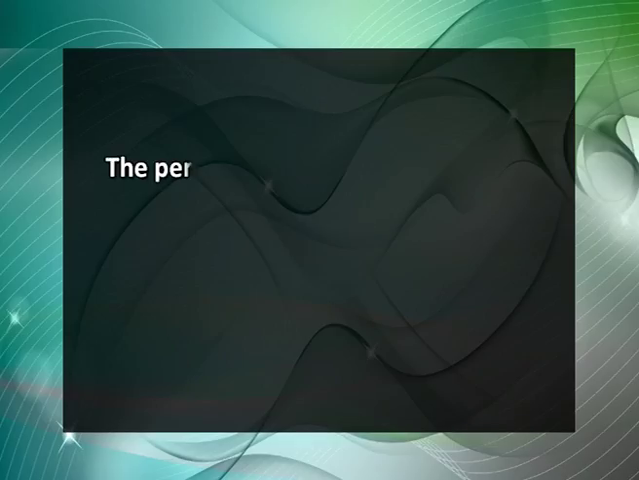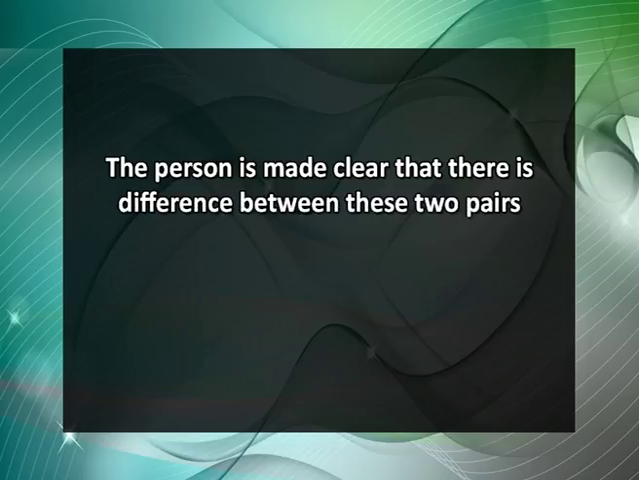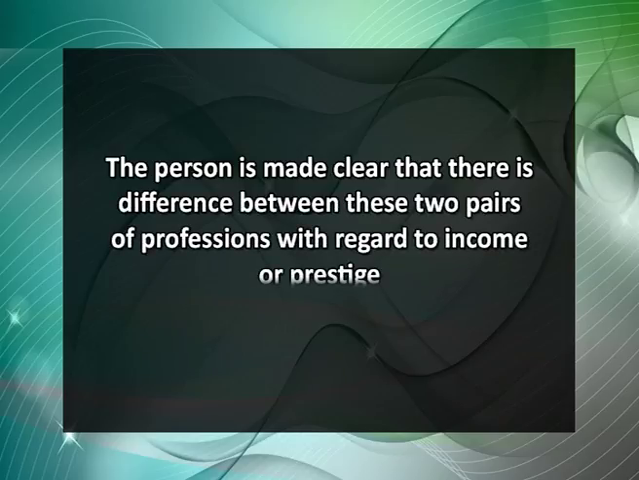Keeping in mind these interest factors, Thurstone prepared an interest schedule. In this schedule, a person is asked which of the professions he likes most, or he is asked about his choice of interests. Professions are presented in the form of pairs and the person is asked to show his preference likewise. Further, the person is made clear that there is no difference between these two professions with regard to income or prestige. To select a profession, the following four instructions are given.